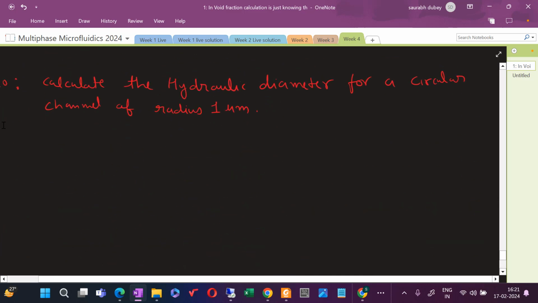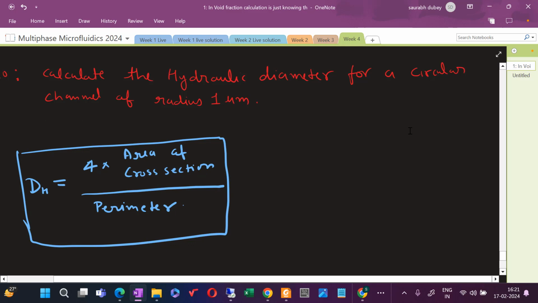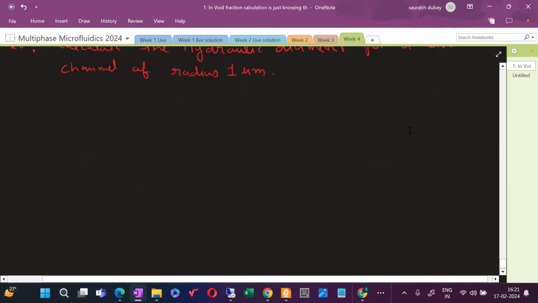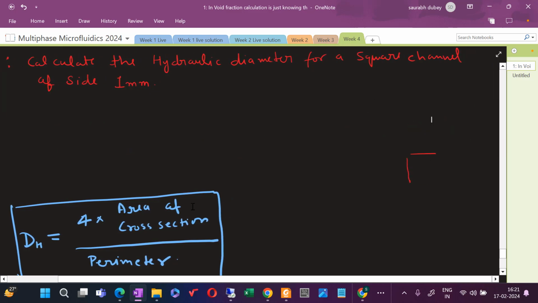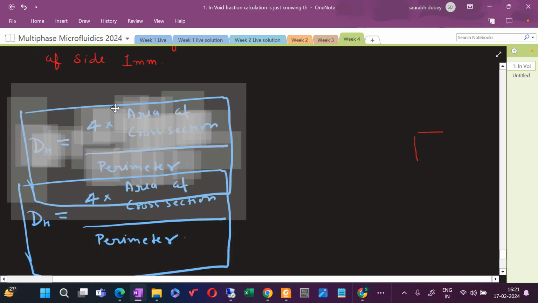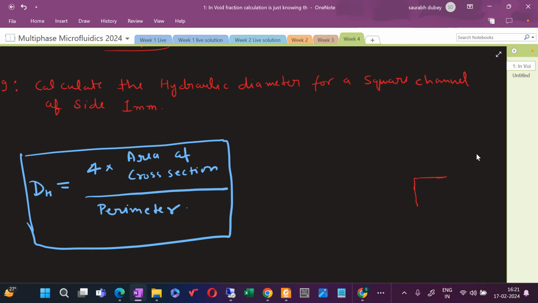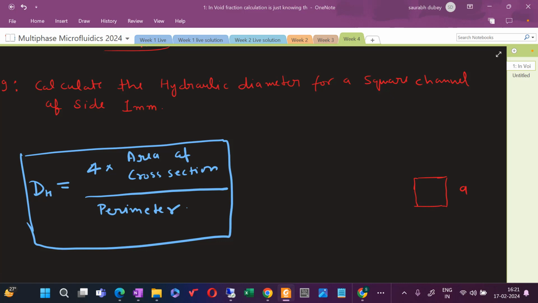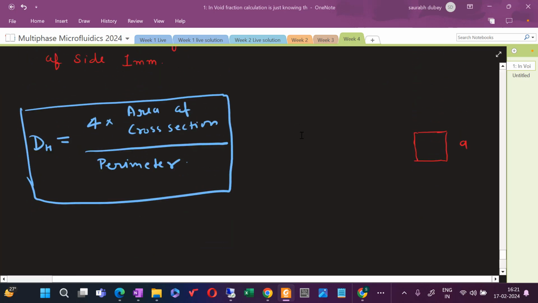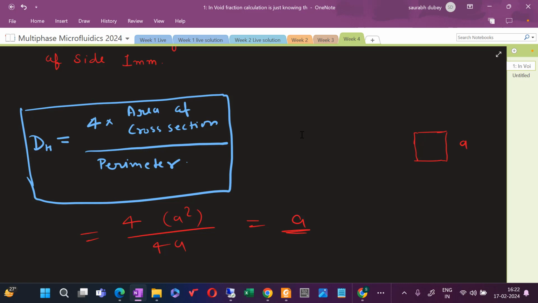The question is direct. Suppose one is square, and another one is circular. Let's solve the square one first, then we will solve the circular one. So this is a square duct. Suppose the side of the square duct is A. As the duct size is A, the area will be A square, and the perimeter will be 4A. If you use the formula, 4 times area A square over perimeter 4A, this comes out to be A, which is 1.